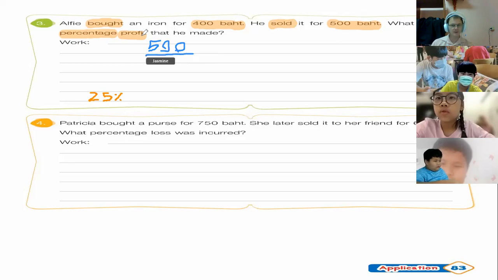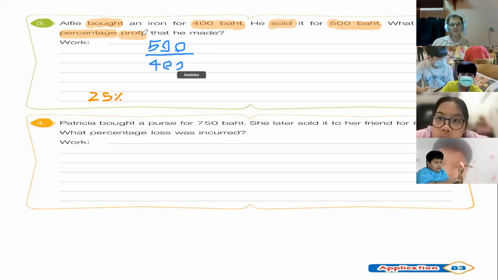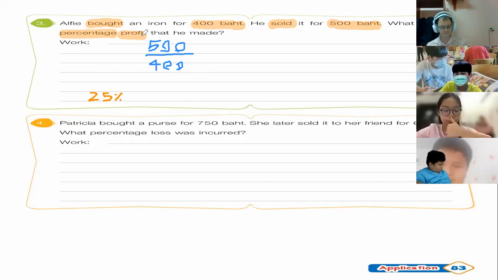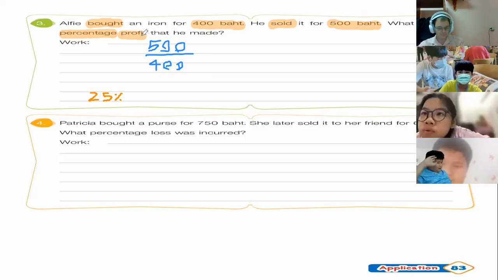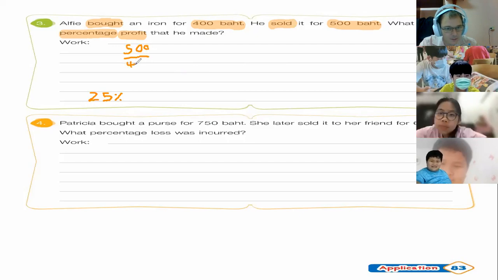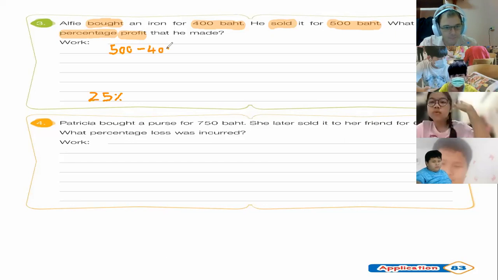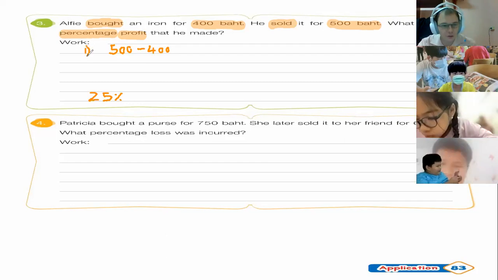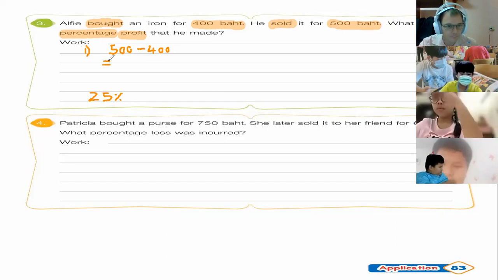Let's see what Jasmine's doing here. 500 divided by 400. Okay, let's look at this. If we solve this question, that's fine. You put 500 minus 400. Okay, let's start there. That sounds better. 500 minus 400. Why? Why do we do that, Leon? Do you know? Do you know why we minus?